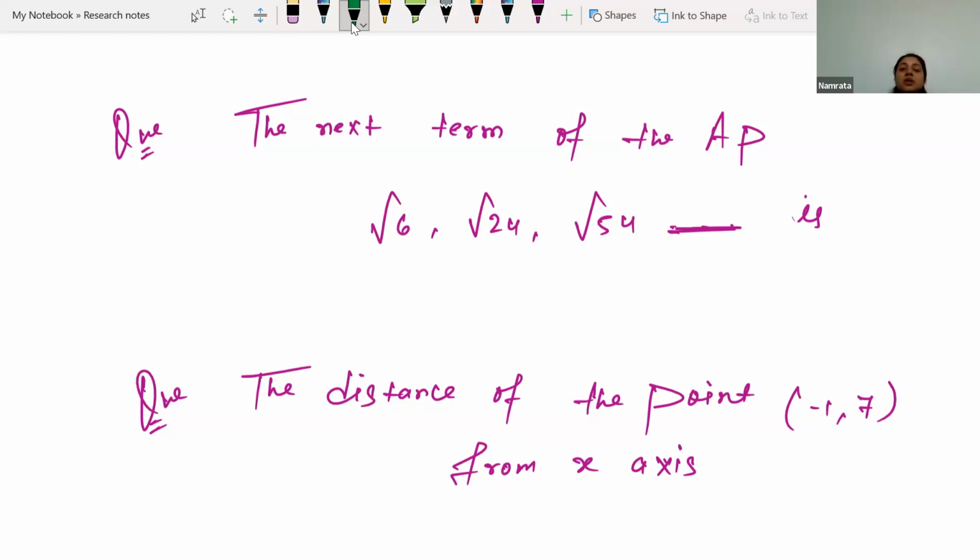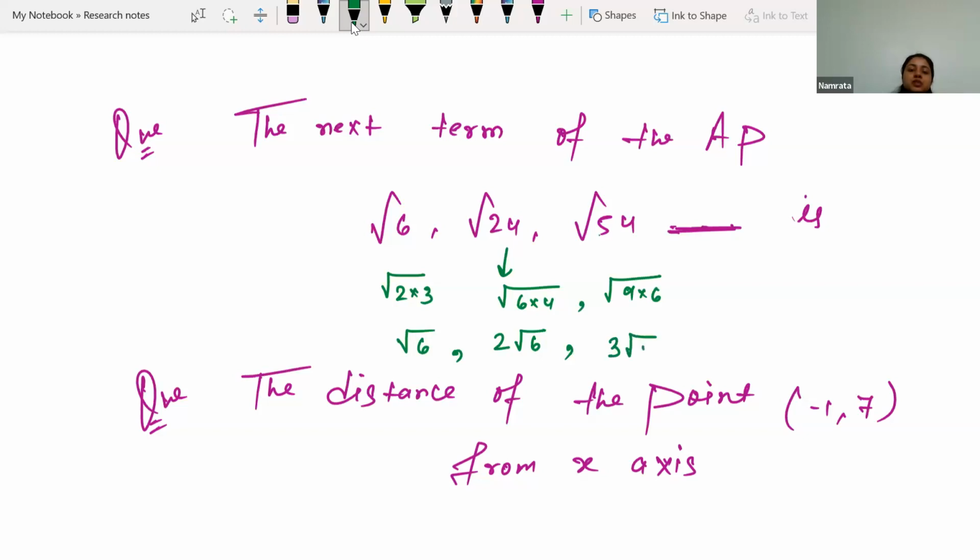Yes, it's not looking like that, but we need to simplify it first. If we simplify root 24, it will be root of 6 times 4, so we can take out 2, and write 2 root 6. And root 6 stays as it is. Is it clear so far? Yes, ma'am. 54 can be written as 9 times 6, so 3 will come out, giving 3 root 6.